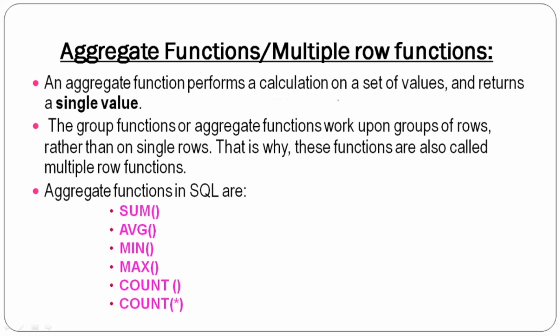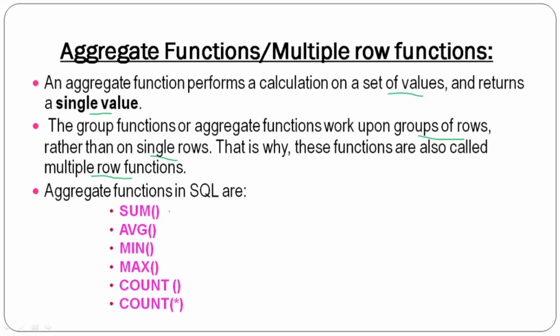Aggregate functions perform a calculation on a set of values and return a single value. That is, it accepts a column as argument and returns a single value. There are other functions which work on single rows, but this function works on a group of rows and returns a single value. So they are also called group functions, aggregate functions or multiple row functions.